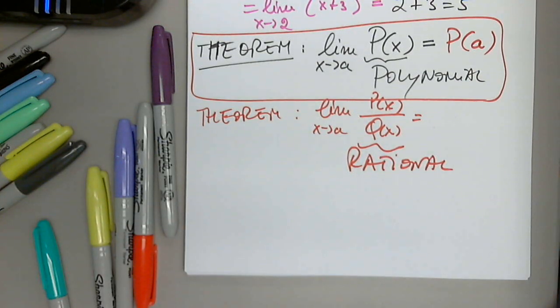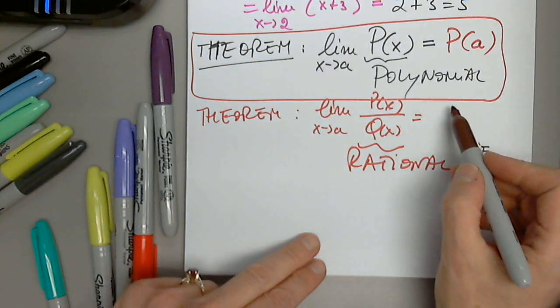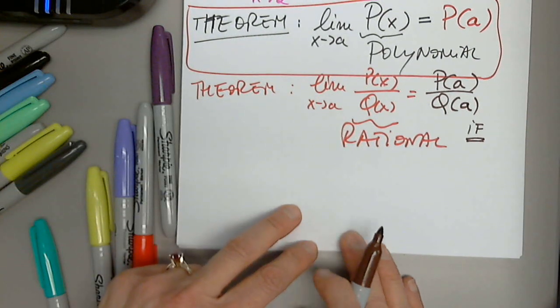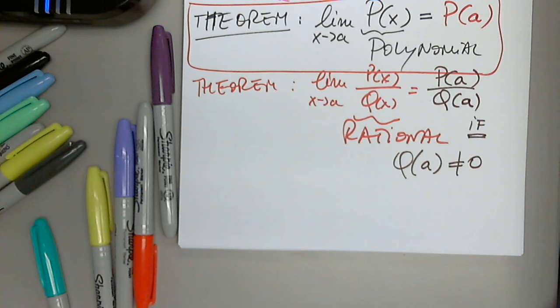What do you think this will equal? Of course, there is an if here. If what? Yes, if Q of a is not 0. Exactly. So we have a similar theorem for rational functions. In other words, if this little number, a, is in the domain of the rational function, legitimately plug it in. If it's not, you can't. That's all it means.